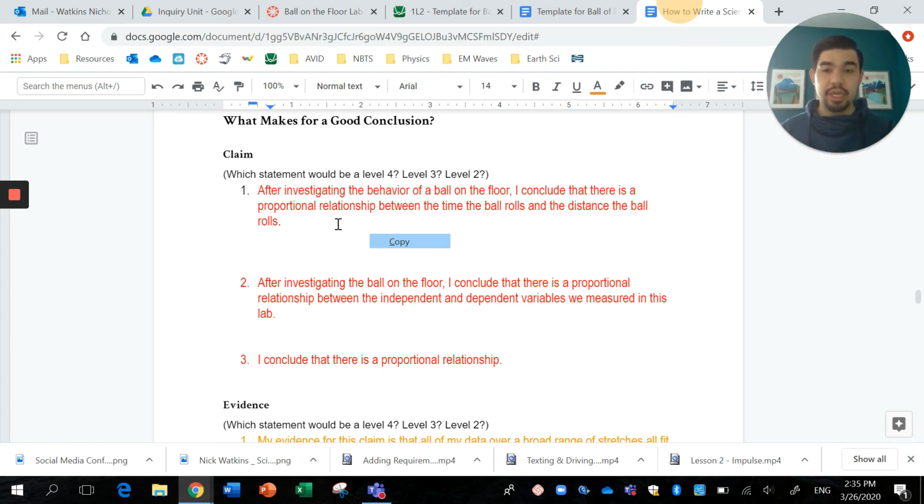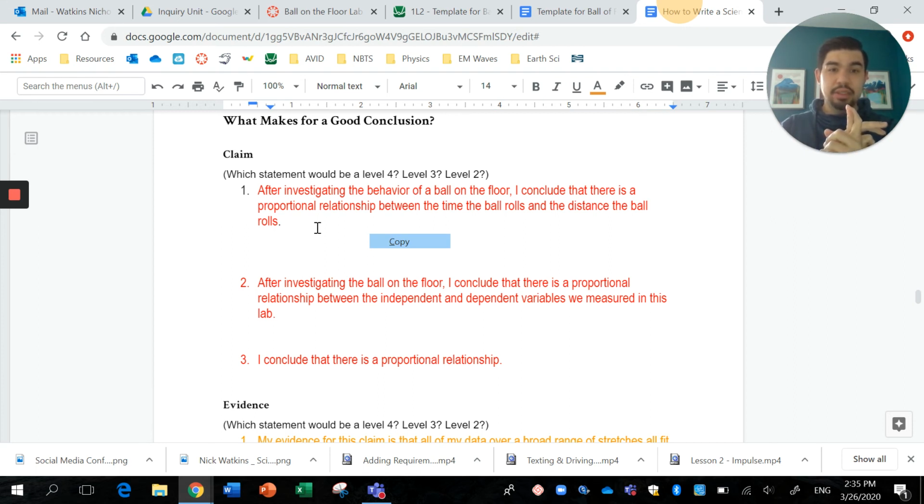So for example, in your claim, we have 3 different claims, all saying the same thing, but with different levels of quality and information. For our first statement, after investigating the behavior of the ball on the floor, we've named our system. I conclude that there is a proportional relationship, and we named what the relationship is between the time the ball rolls and the distance the ball rolls. So we named our system, the relationship between our variables, and what the variables are.